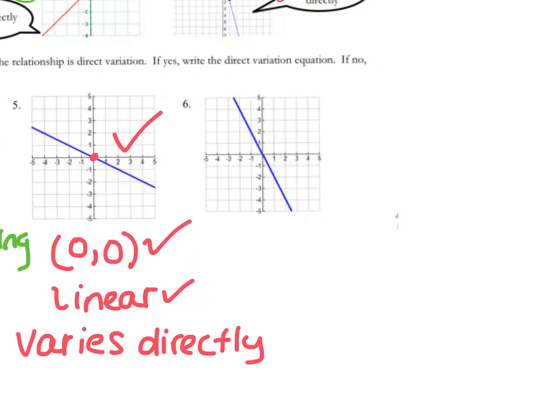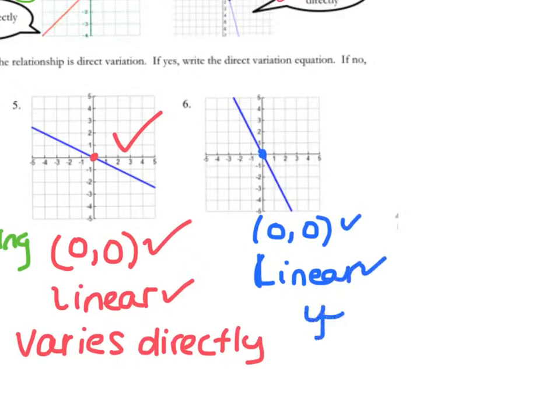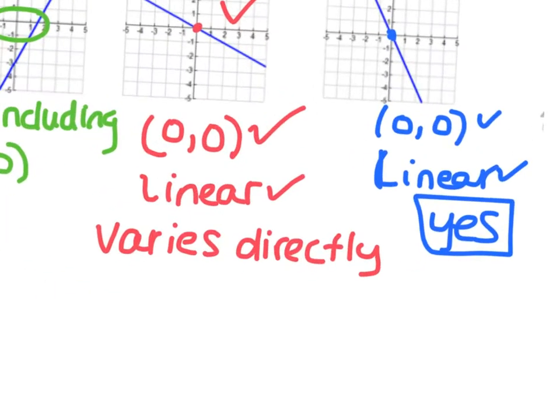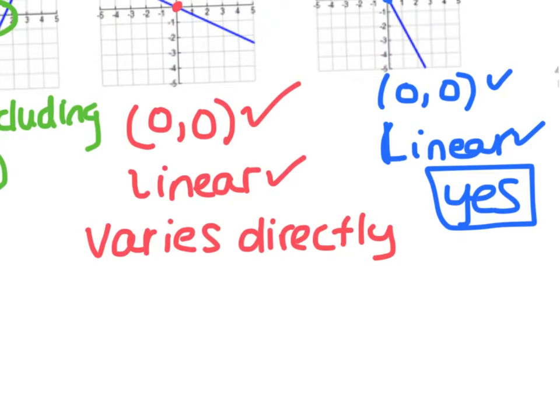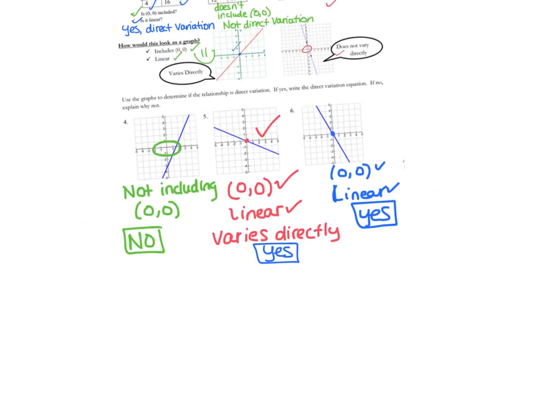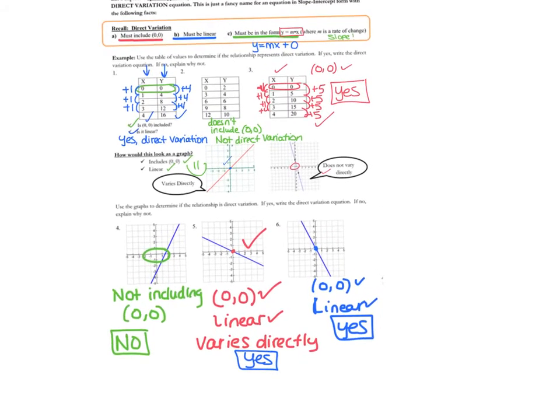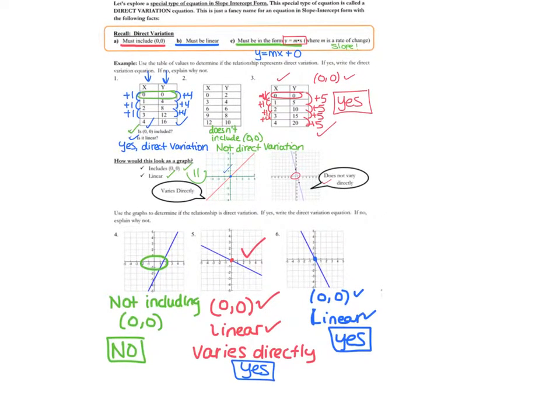Last, but certainly not least, again, we do have 0, 0, and this is linear. So this also varies directly. Oops, I forgot to write yes for the second one. There we go. All right, guys, take a look at this page of notes, and we're going to go on to the next page.